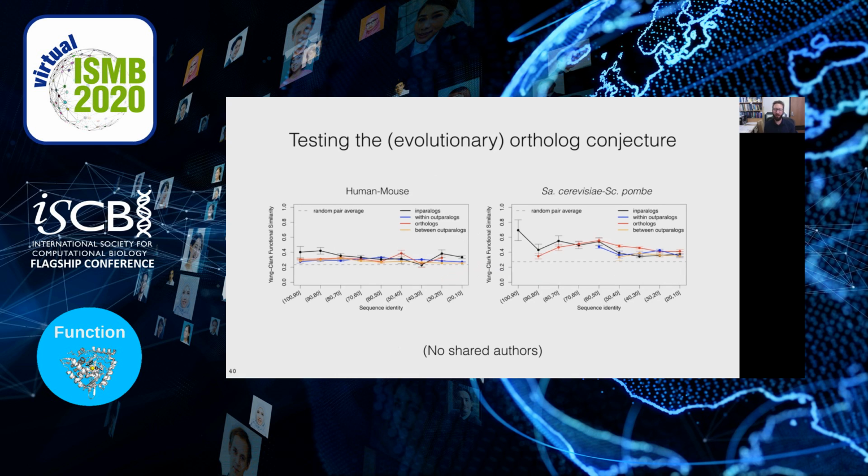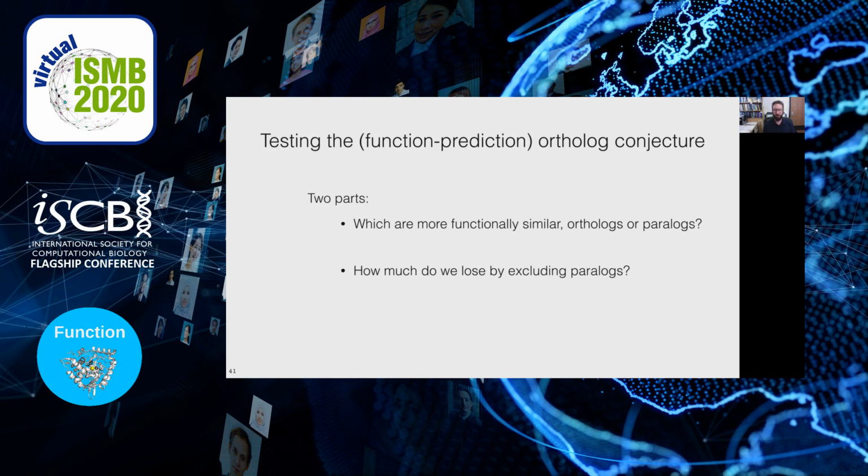Okay, so we can test the evolutionary ortholog conjecture a little bit. I've tried to remove all shared authors. We try to remove as many biases as we can. We still find that human and mouse are more similar in paralogs than they are in orthologs, and the same goes for the yeasts. Okay, so which are more functionally similar, orthologs or paralogs? Paralogs, definitely.